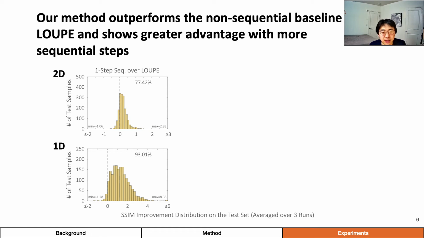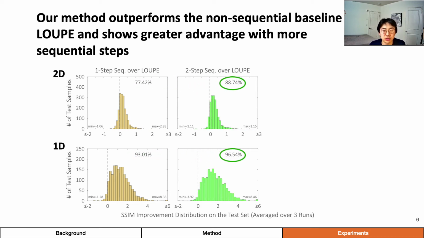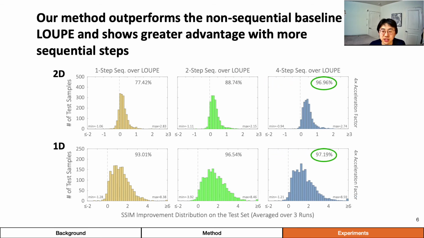In these plots, the x-axis is the amount of improvement in SSIM our models have over LOUPE, and the y-axis is the number of test samples corresponding to different improvements. Our one-step models already outperform LOUPE on more than 75% of test samples in both 1D and 2D settings. The percentage of improved samples steadily increases as the model takes more sequential steps, reaching around 97% with 4 sequential steps. These results show the significant and consistent benefit of sequential sampling.